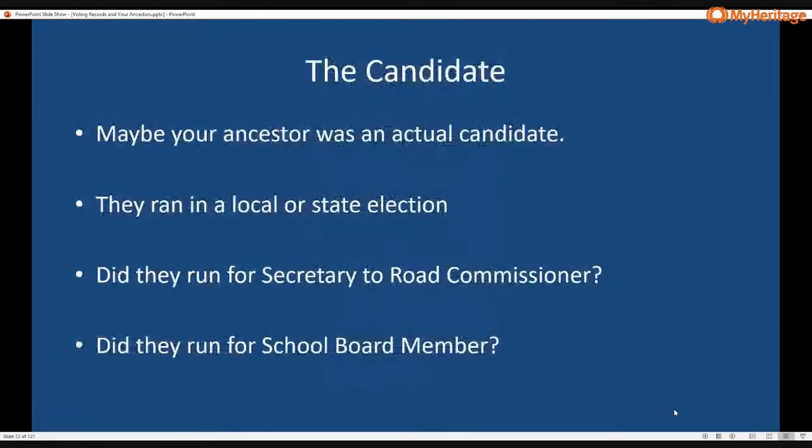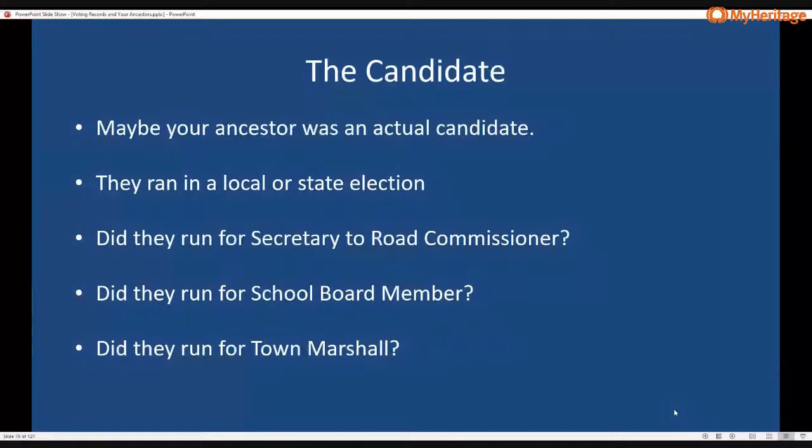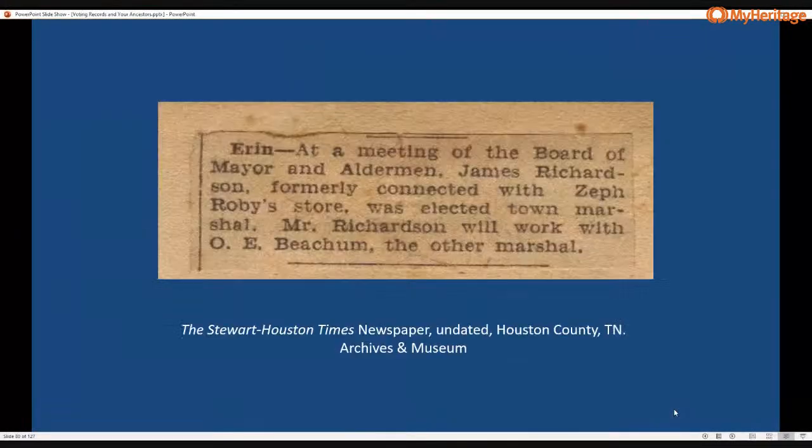Did they run for a school board member? Maybe they were extremely interested in local education, and so they decided to run and to be elected to be on the school board, something that we may think about. Did they run for town marshal? Maybe they were into law enforcement, and so maybe they ran for town marshal.